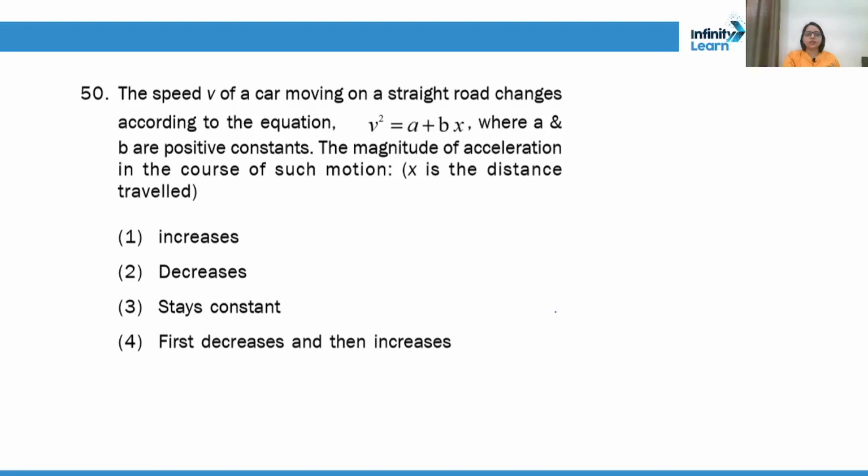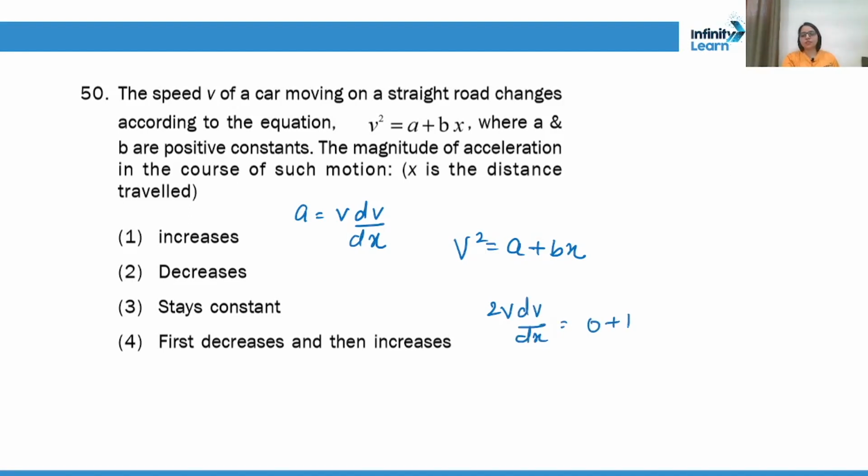Question number 50. The speed v of a car moving on a straight road changes according to the equation v square is equal to a plus bx, where a and b are positive constants. The magnitude of acceleration in the course of such motion is, so we know that a is equal to v dv by dx. So let's differentiate this equation. So it will be 2v dv by dx is equal to 0 plus b. So v dv by dx will be b by 2, which is equal to the acceleration of the particle, right? So b by 2 is a constant quantity, so the acceleration of the motion is constant, which is option 3.